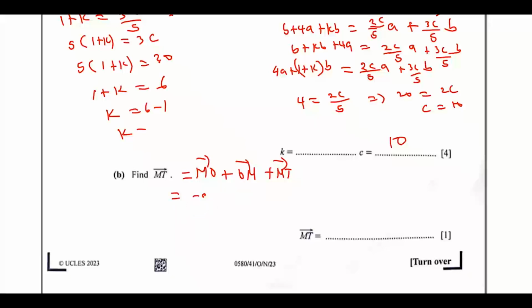You have minus A plus B, then plus 4A plus 5B. Okay, if you simplify 4A minus A, that will give you 3A, then 5B plus B will give you 6B. So let's write 6B here. You may want to factor out 3, and you could leave your answer like this. So you have 3A plus 6B.